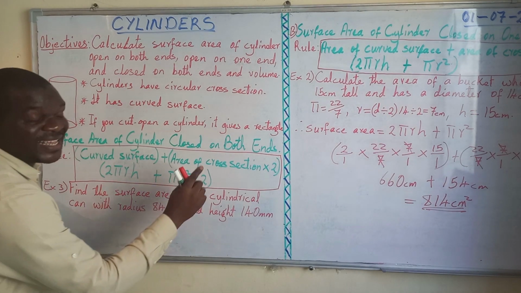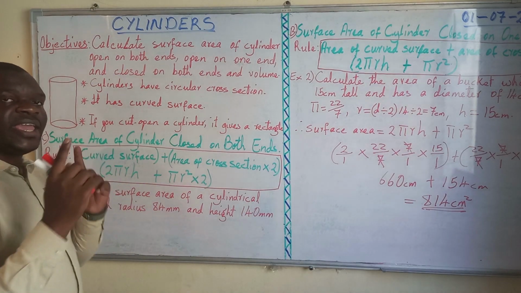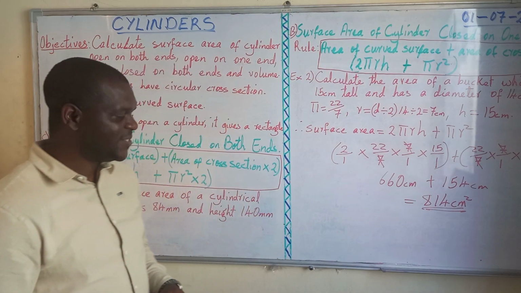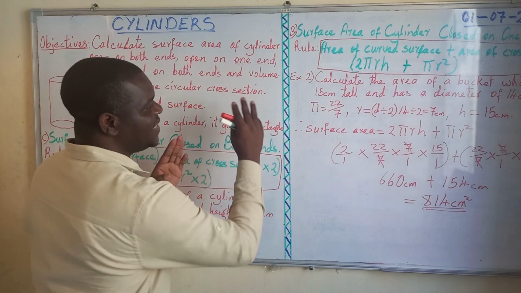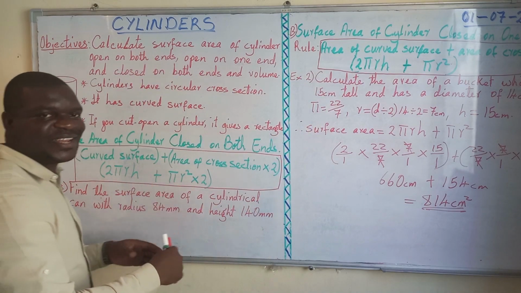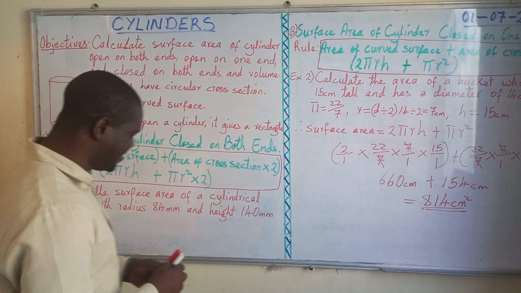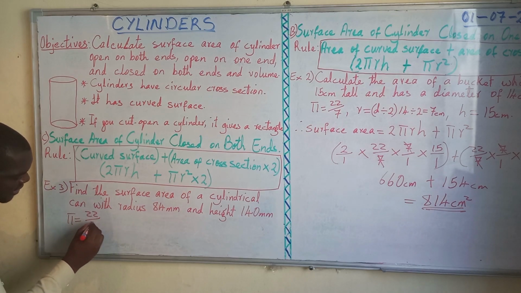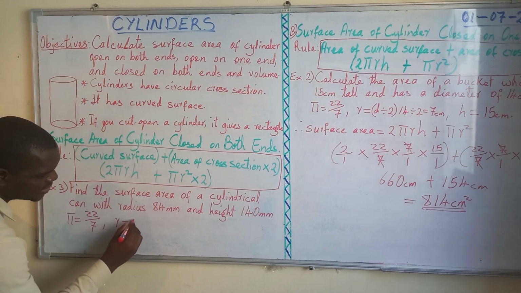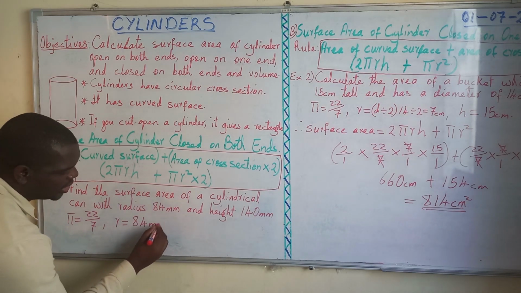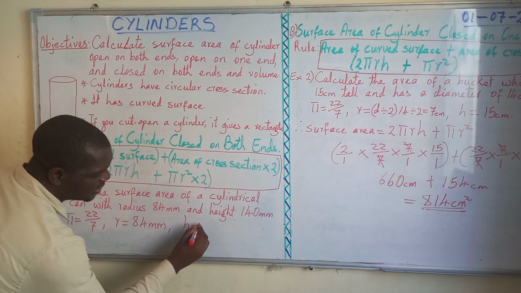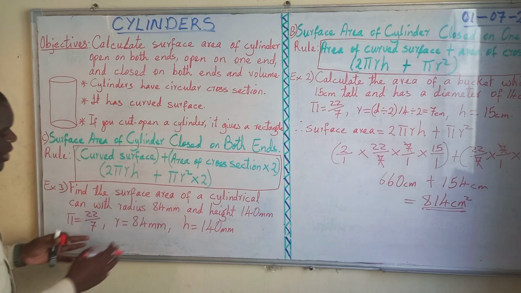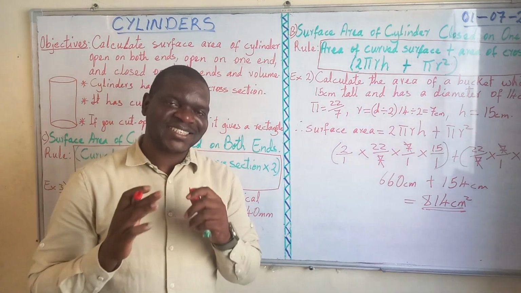Find the surface area of a cylindrical can with radius 84 millimeters and the height is 140 millimeters. First of all, let's identify the different aspects in the rule. Then we can do the multiplication as necessary. First thing is pi, which is equal to 22/7. We need radius, and in this case is 84 millimeters. We need height, and in this case it is 140 millimeters. Now let's substitute this in the rule and do the simplification as usual.